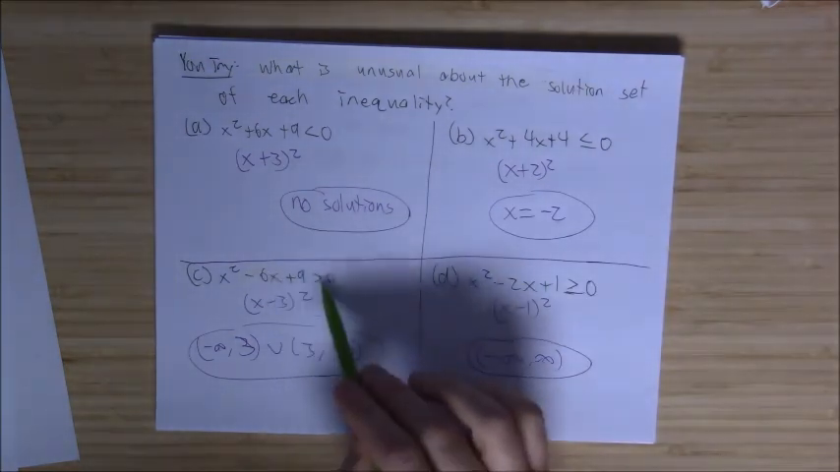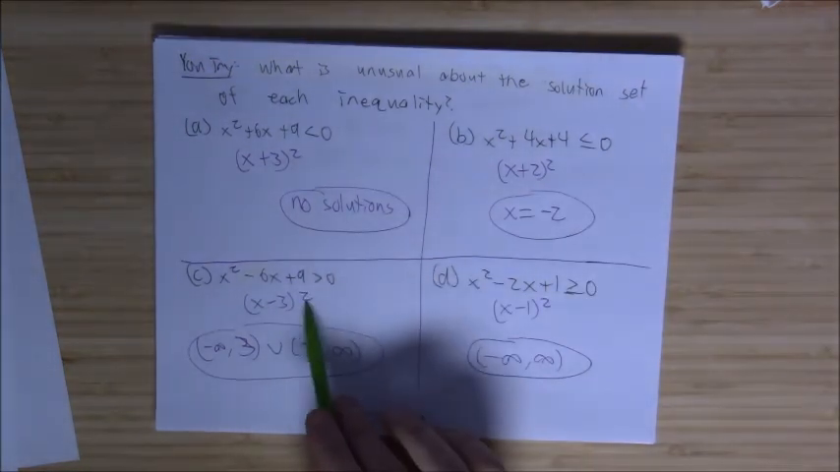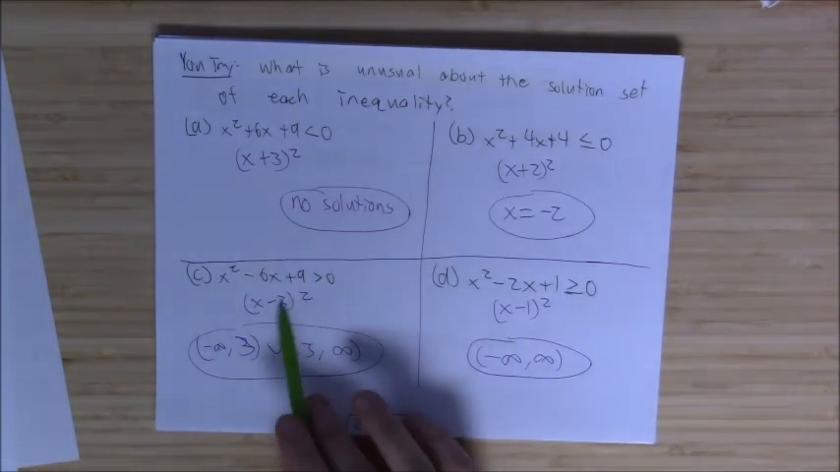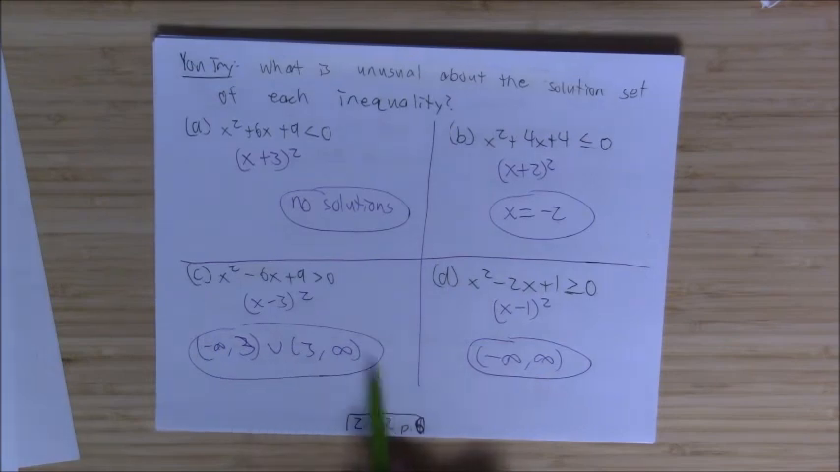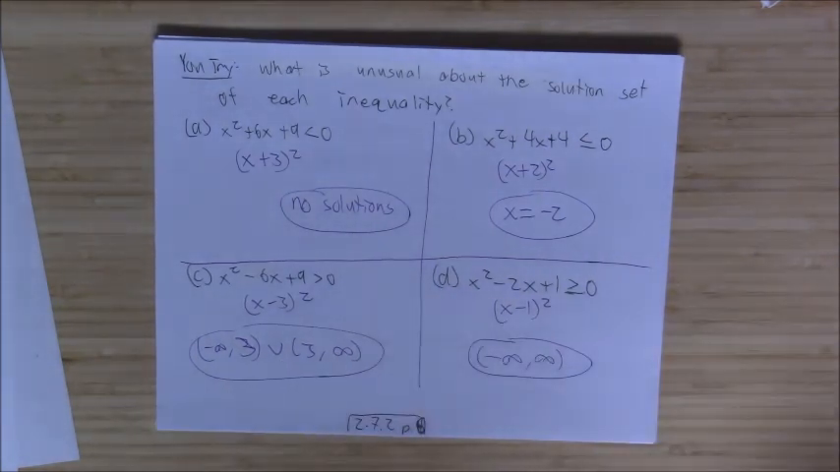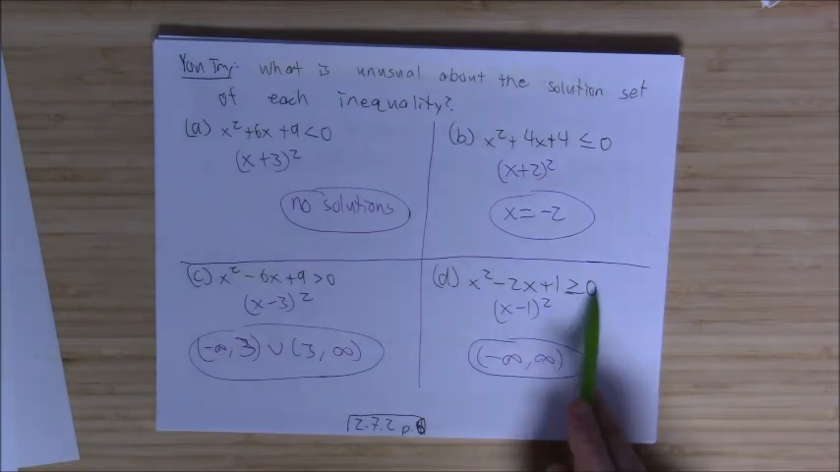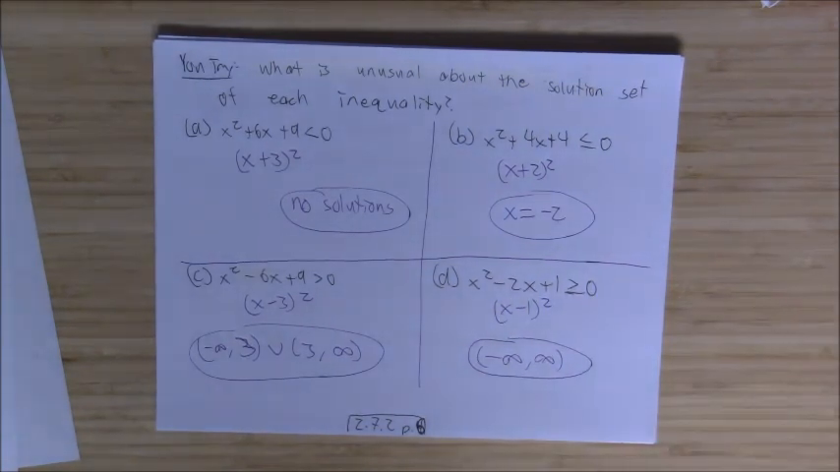Here we want to know where this is greater than 0. Well, it's always greater than 0, but we can't have it equaling 0. It equals 0 when x is 3, so it's everything but x equal 3. We just kind of go over 3. Finally, here, this thing is always greater than or equal to 0, which means all real numbers will work.